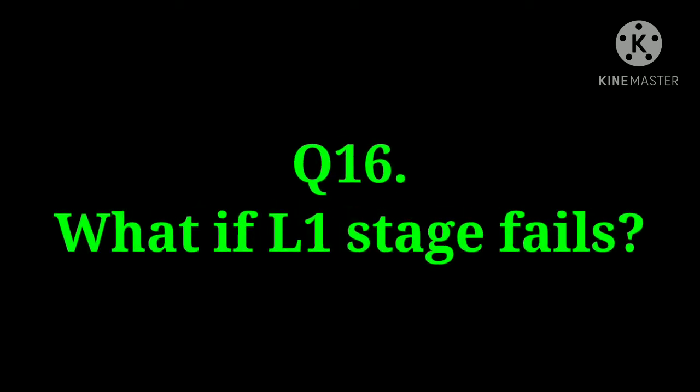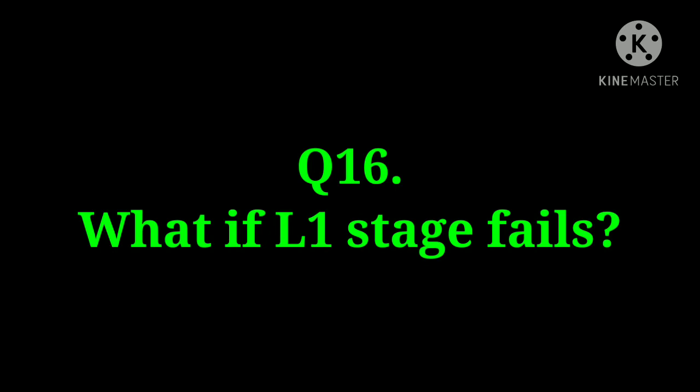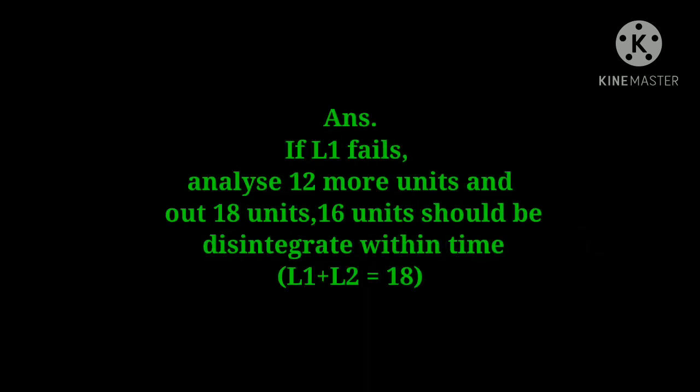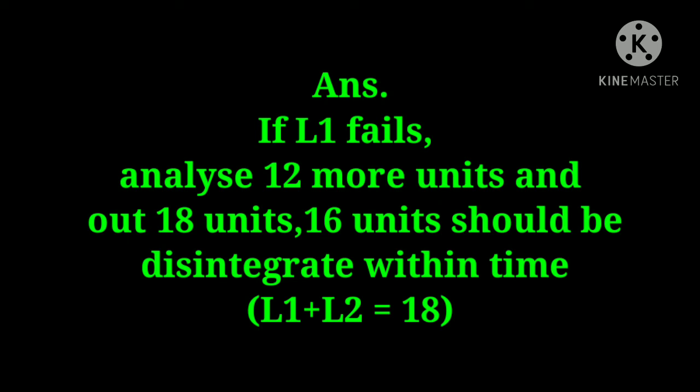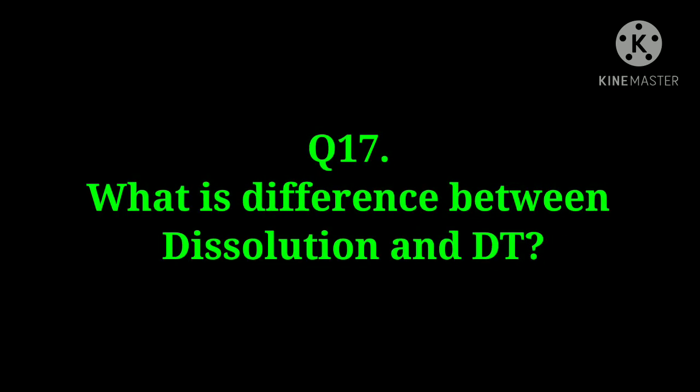This is the criteria. What if the L1 stage fails? If the L1 stage fails, analyze 12 more units, and out of 18 units, 16 units should disintegrate within the time. 18 units means L1 6 units and L2 12 units, all are 18 units. Out of them, 16 units should pass.